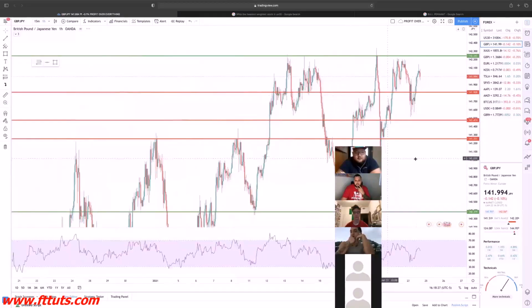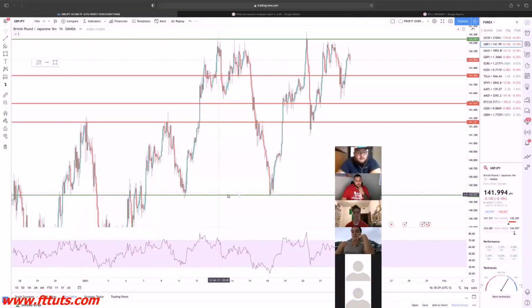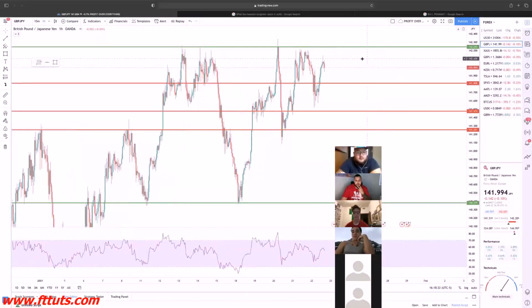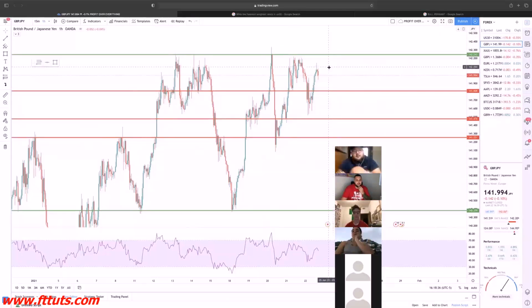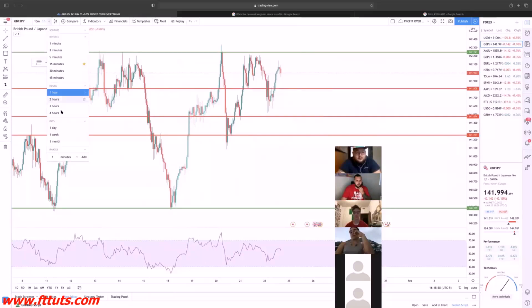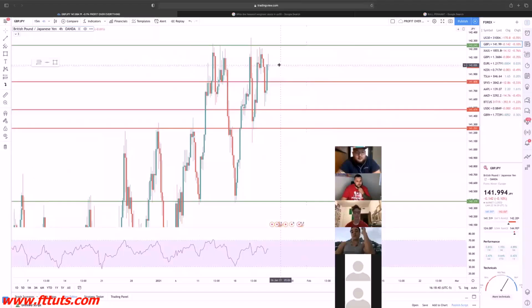GBP. So same thing with GBP, right? This is my lowest point marked, highest point marked. It touched my resistance so many times. So as of right now, on the 4 hour, let's put the 4 hour real quick. It's a little weird.